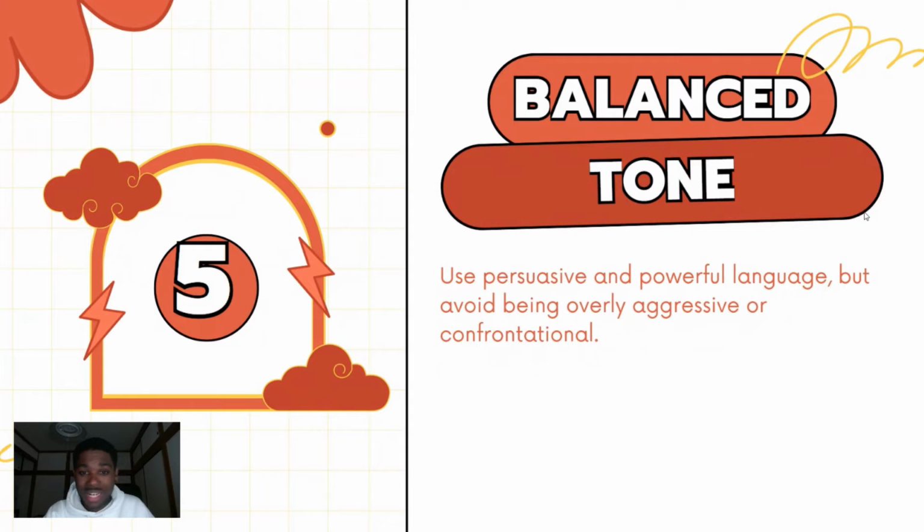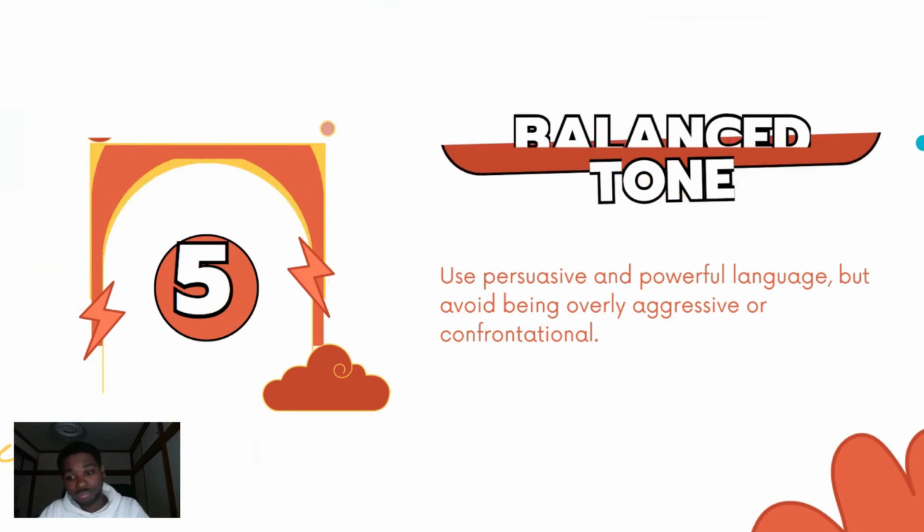Next, balance your tone. When you're writing an essay, balance your tone. Of course, you need to be persuasive, so don't be passive, but also don't be overly aggressive. Don't disrespect people in the essay, right? Don't be aggressive, don't be confrontational. So you need to walk that fine line between being too soft and too passive and being too harsh and too aggressive. You need to be in the middle. That is the tone we want.